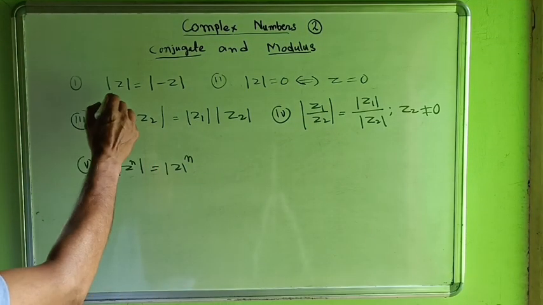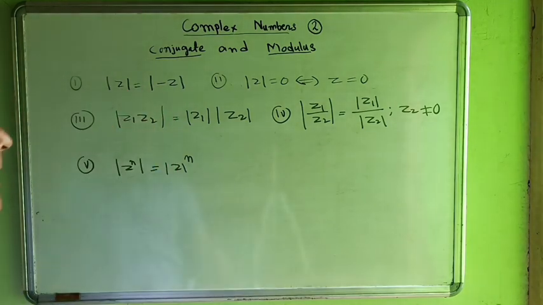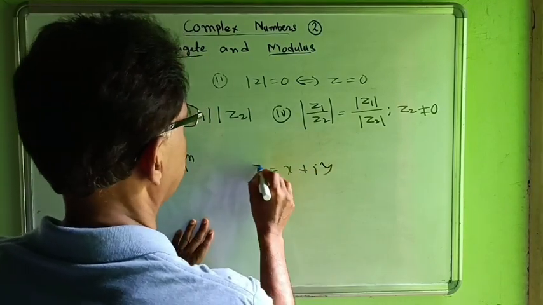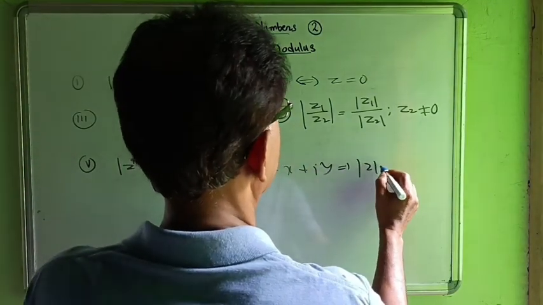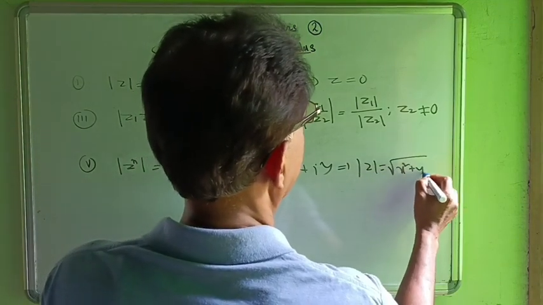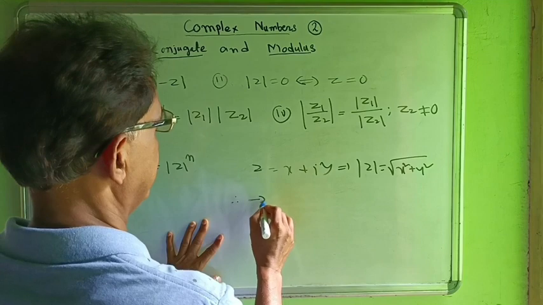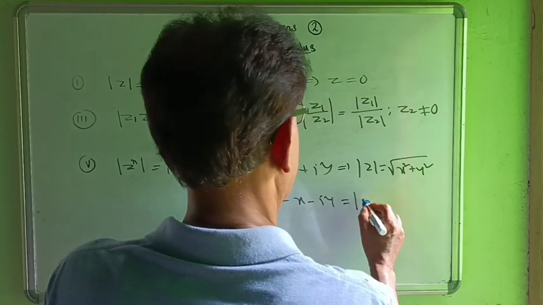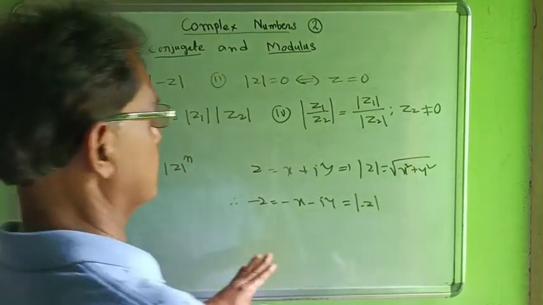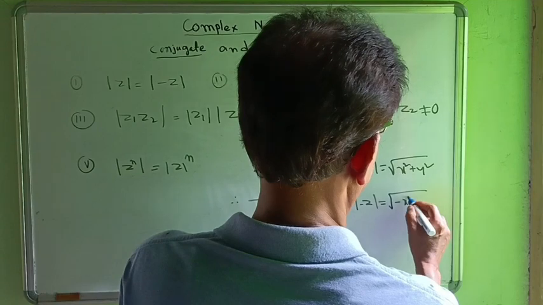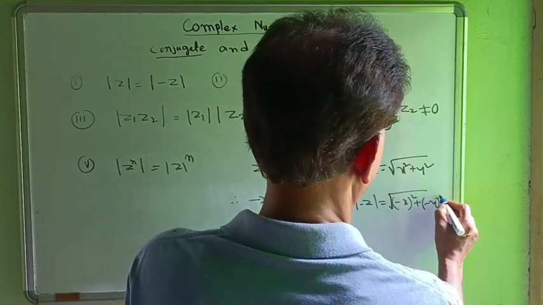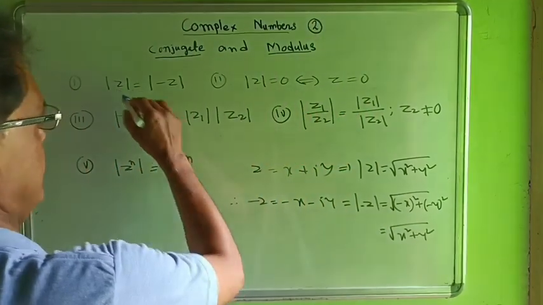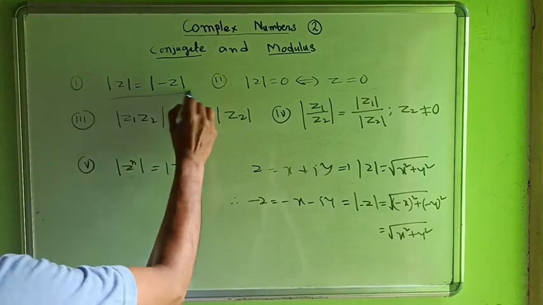The first property: mod z equals mod of minus z. Suppose z equals x plus iy. This implies mod z equals the square root of x squared plus y squared. Therefore minus z equals minus x minus iy. This implies mod of minus z equals the square root of minus x squared plus minus y squared, which is equal to the square root of x squared plus y squared. So we can say that mod z is equal to mod of minus z.